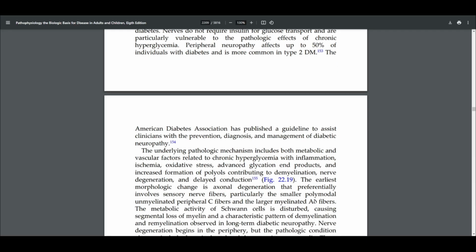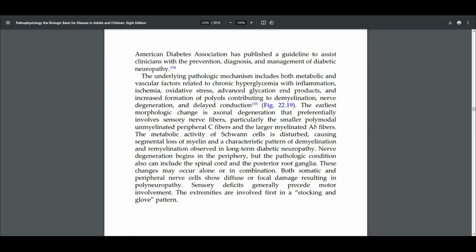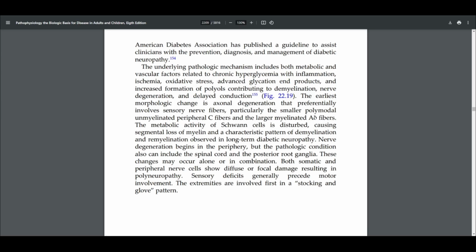The American Diabetes Association has published a guideline to assist clinicians with the prevention, diagnosis, and management of diabetic neuropathy. The underlying pathologic mechanism includes both metabolic and vascular factors related to chronic hyperglycemia with inflammation, ischemia, oxidative stress, advanced glycation end products, and increased formation of polyols, contributing to demyelination, nerve degeneration, and delayed conduction.